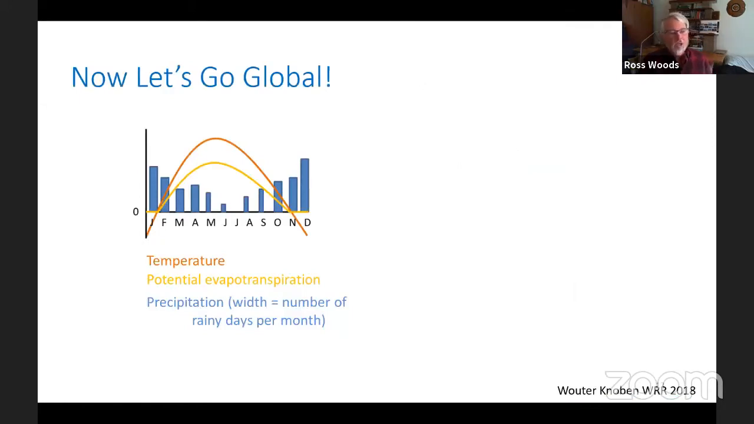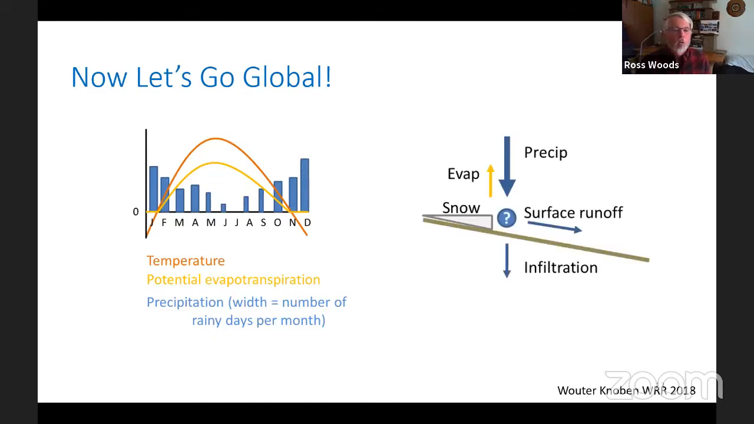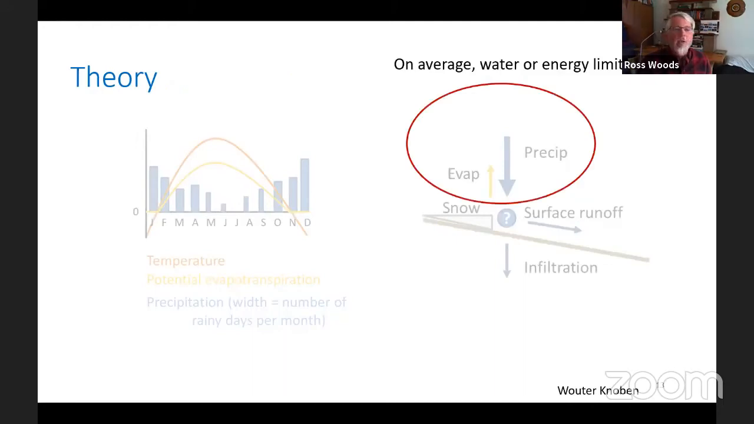What we did do next was we said, having had some success in grouping the hydrology of the US into coherent groups just using climate, now let's try this at the global scale. So once again, we used the same kinds of ideas, that we would have a metric for, on average, is the catchment or the location we're interested in water limited or energy limited?